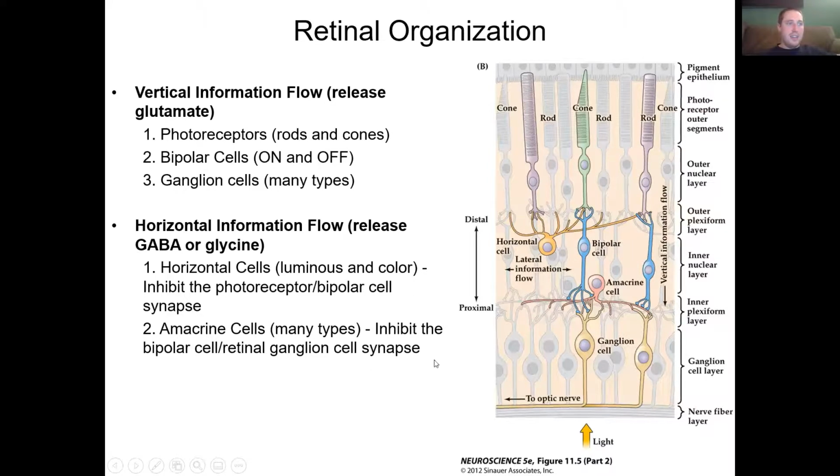And then at the next synaptic layer, the inner plexiform layer, you have amacrine cells, which extend laterally. And there's a whole bunch of types of these. And they inhibit the bipolar cell to retinal ganglion cell synapse. And some of them are small and do very local inhibition, and some of them are really big and extend very long distances, and can carry information from far away parts of the retina.